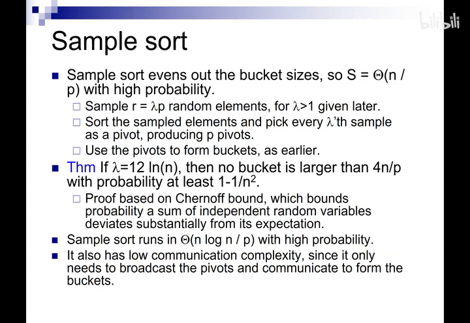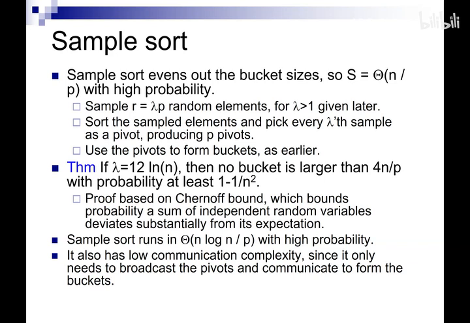That'll produce p numbers, right? Because you have lambda p values overall, and then you pick every lambda value out of this, so that's going to produce p pivots. And then we're going to use those pivots that we picked, these every lambda sample, to form the buckets. And then we're going to do everything the same as before. So the only difference for sample sort is how we select these pivots. We select them by, first of all, picking lambda p random elements, and then you sort them, and then you take every lambda sample as a pivot.